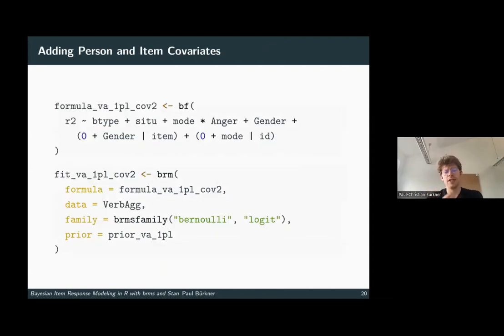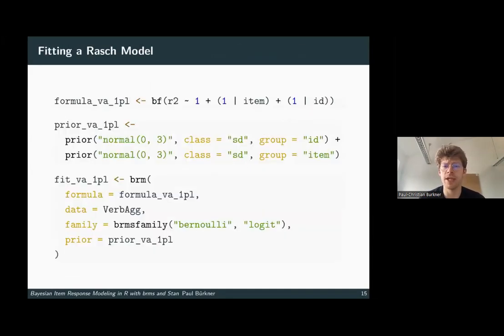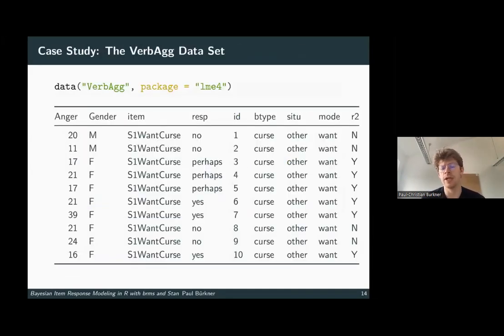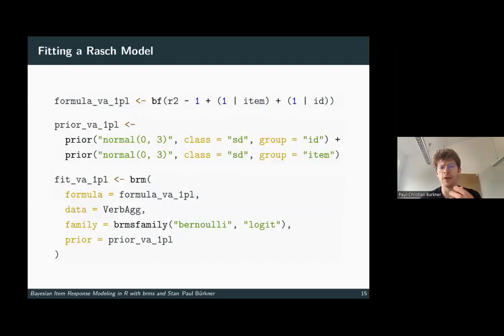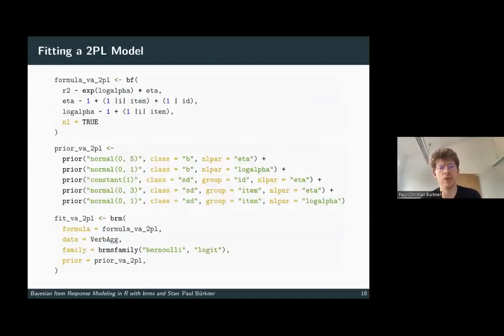So let's stick to the 1PL model for now and do some sort of explanatory IRT by adding a lot of predictors. For example, the B type, which I forgot what it actually meant, is basically whether we're going to curse or scold, so different kinds of verbal aggression we would like to do.